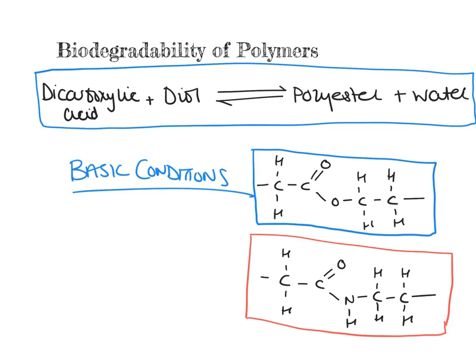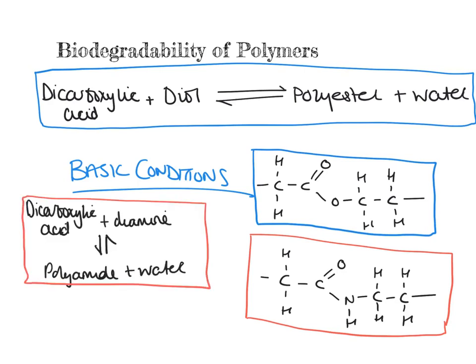So the other one is the polyamide. So you can break down a polyamide just in the same way. So we've got a dicarboxylic acid and a diamine would react, undergo condensation polymerisation to form a polyamide, looks something like this, plus water. But you can get it to go the other way. So polyamide plus water, you can carry out hydrolysis on it, and it will break down into your dicarboxylic acid and your diamine again. And this time, this one occurs more readily under acidic conditions.